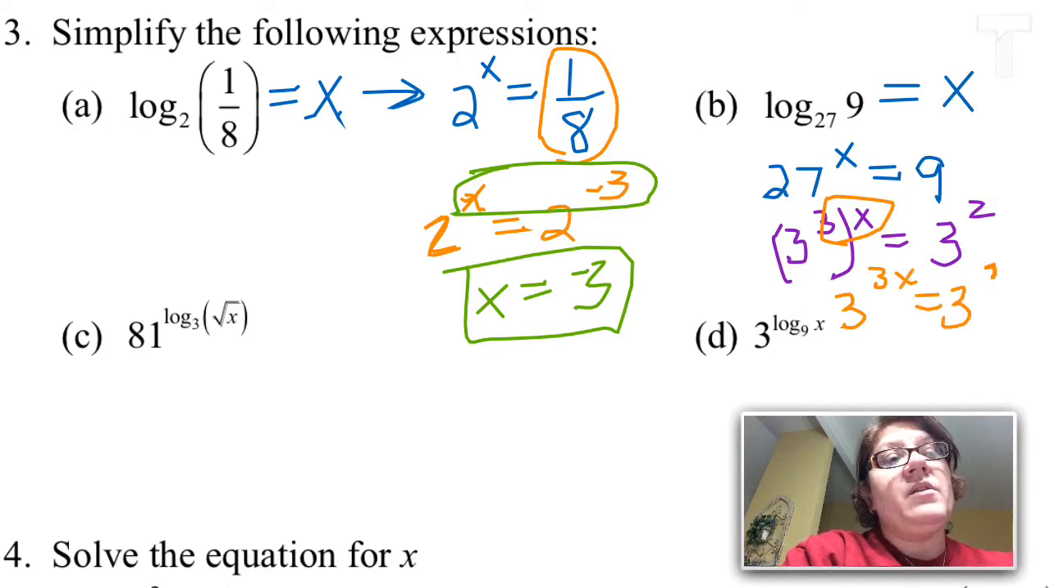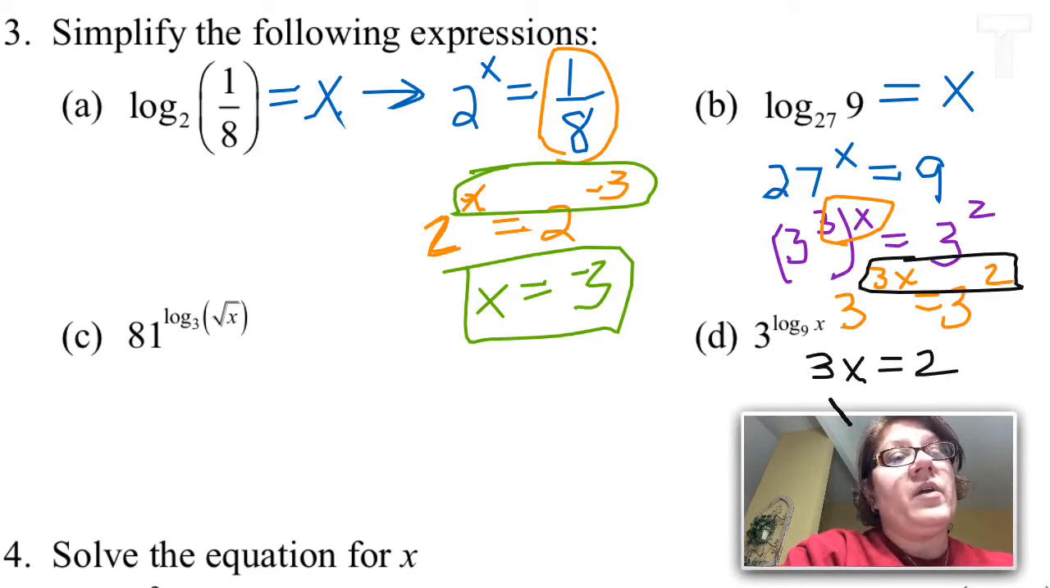And then once their bases are the same, it should make sense that their exponents must be the same if they are to be equal. So I end up with x equals 2/3 on my face. Ouch!